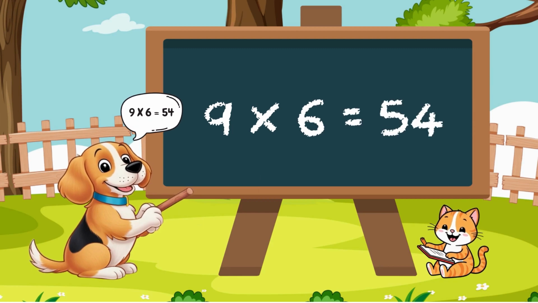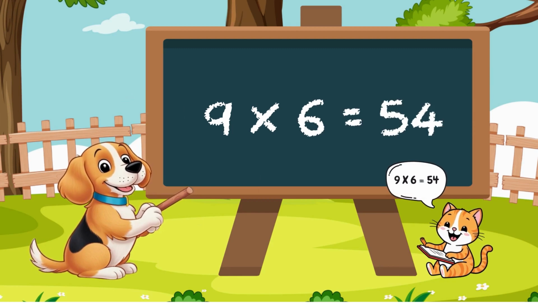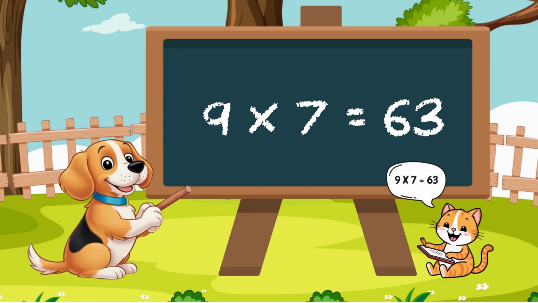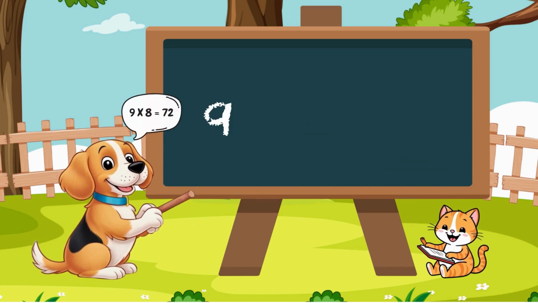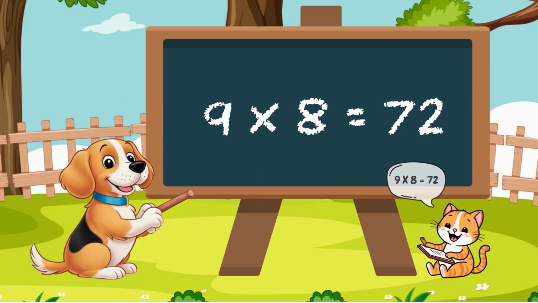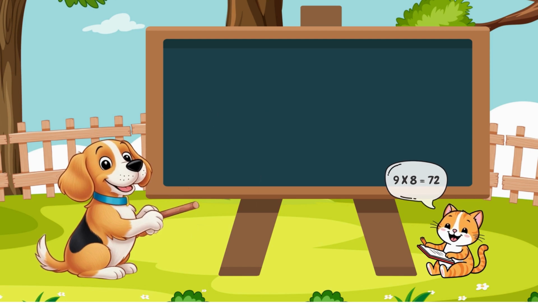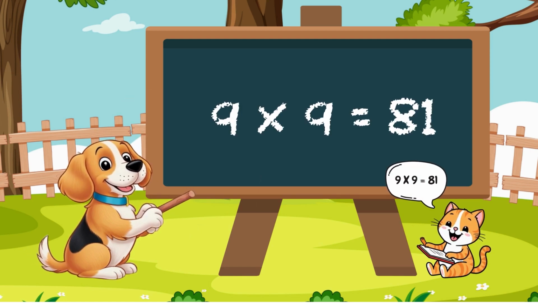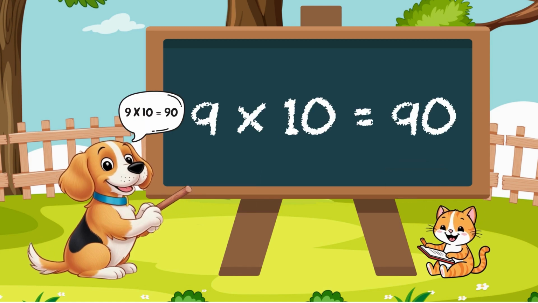Nine sixes are 54. Nine sevens are 63. Nine eights are 72. Nine nines are 81. Nine tens are 90.